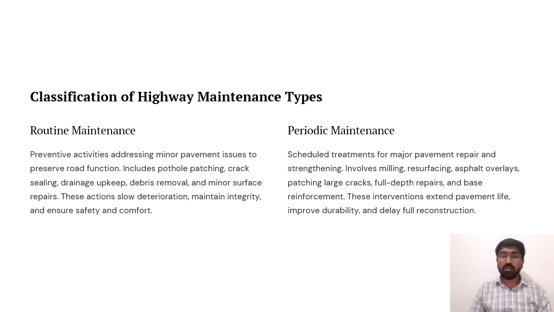In periodic maintenance, scheduled treatments for major pavement repairs and strengthening involve milling, resurfacing with asphalt overlays, patching large cracks, full-depth repairs, and base reinforcement. These interventions extend pavement life, improve durability, and delay full reconstruction. Effective planning ensures roads stay safe and avoid major repairs.